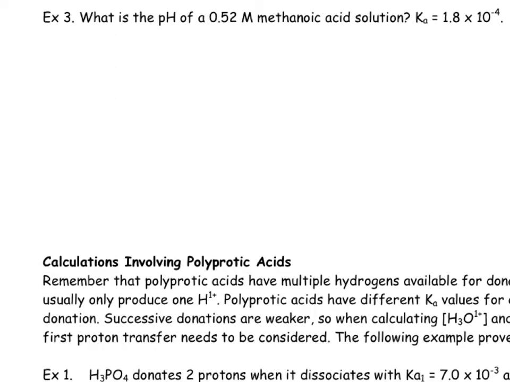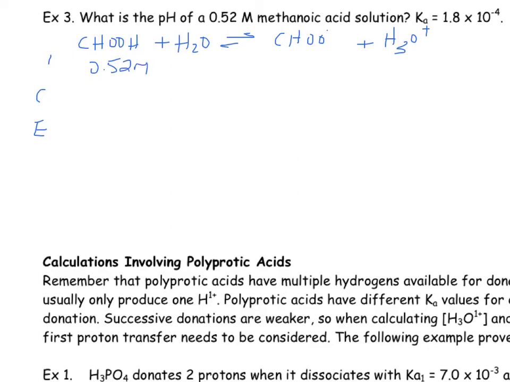Here, let's calculate the pH of a 0.52 mole per liter methanoic acid solution. Now, because methanoic acid is a carboxylic acid, we need to use Bronsted-Lowry theory and create an equilibrium. Because this is an equilibrium, I'm going to need an ice table. If I start off with a 0.52 mole per liter concentration, what will the pH be?